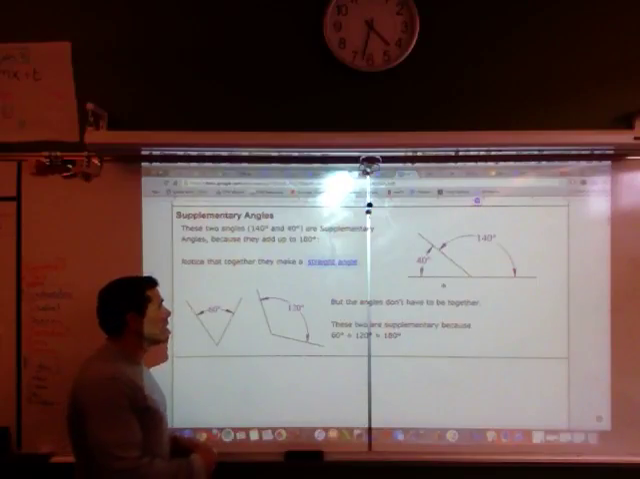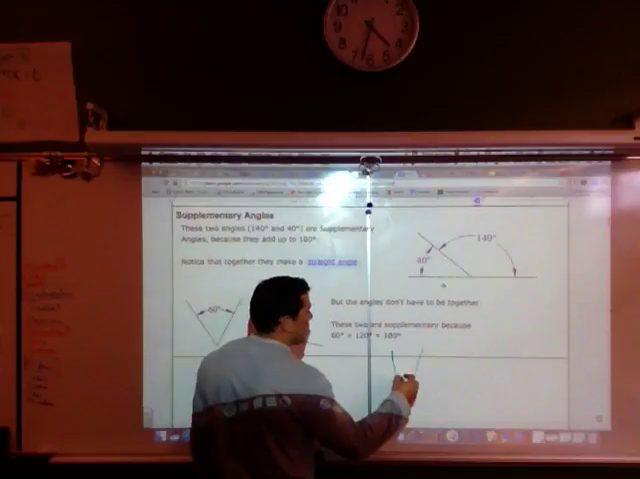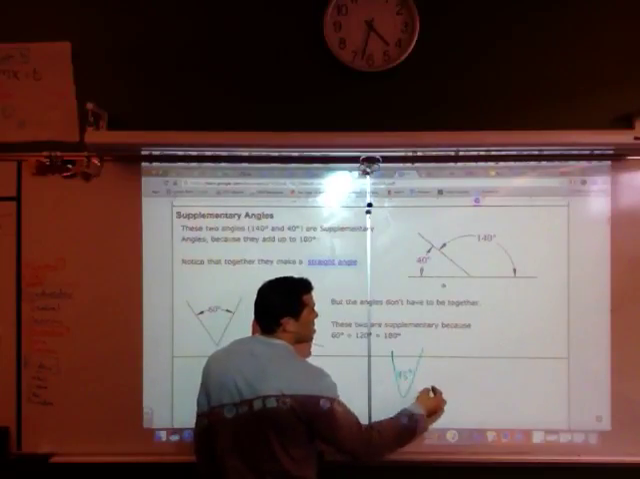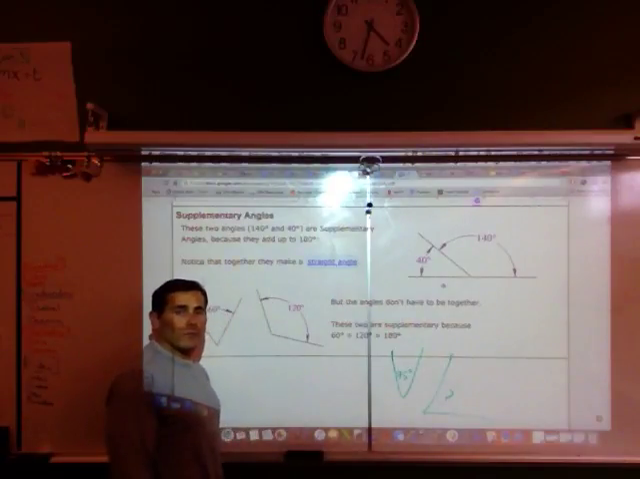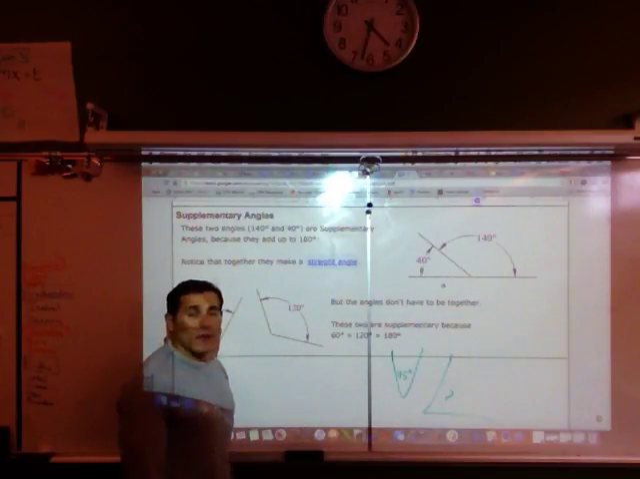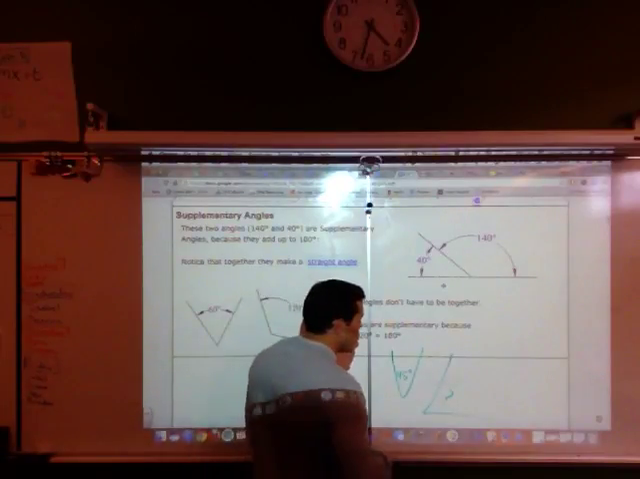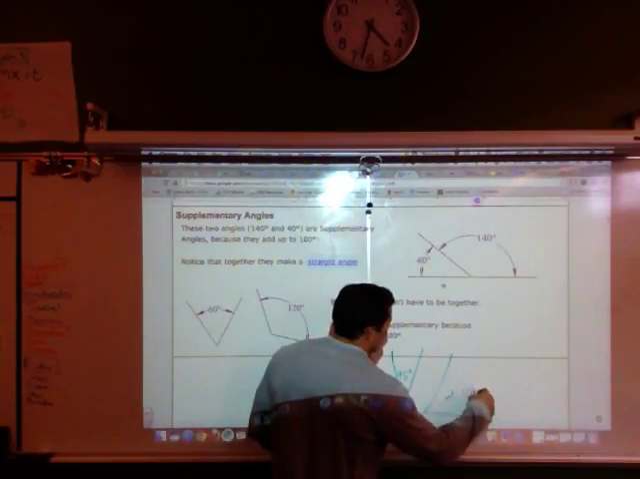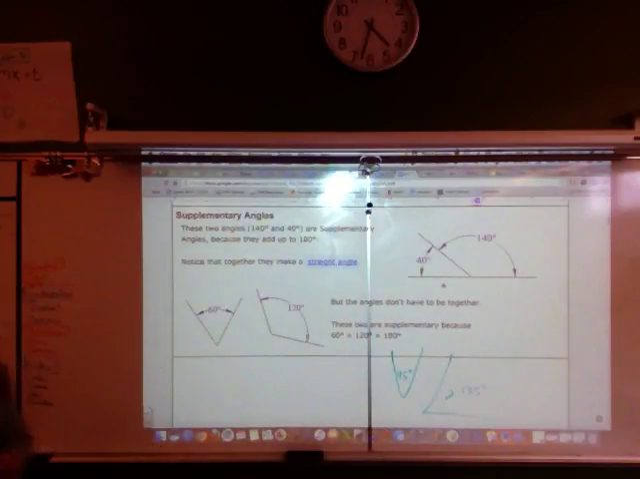be supplementary angles. So I could ask you, I have an angle here that is 45 degrees. What is its supplementary angle? So I'm just asking you, what is the other angle to equal 180? So supplementary would be 135.